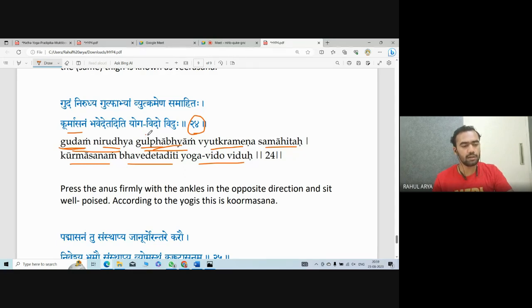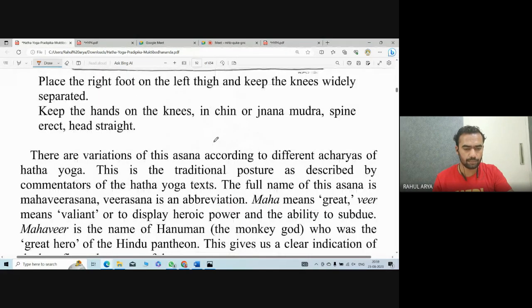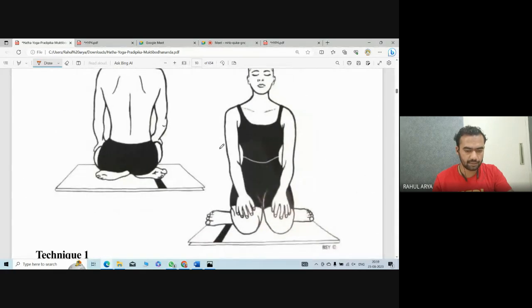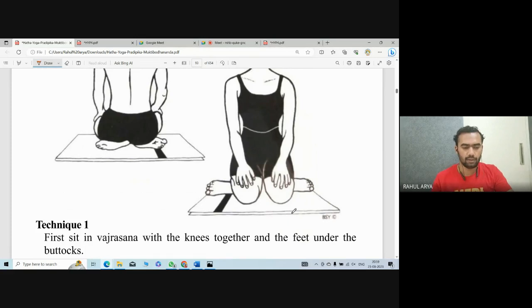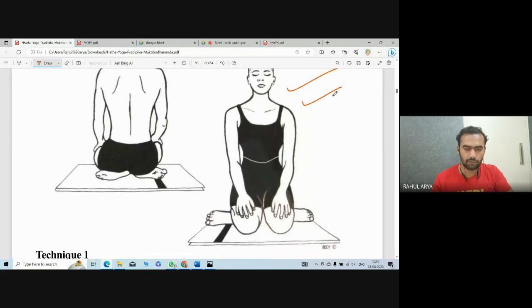So mostly, people understand Gulfa as the heel. Vyutkramena samahita. Opposite side. Samahita. When you see the diagram, then you will get to know. First, look at this picture. All of you focus on it.